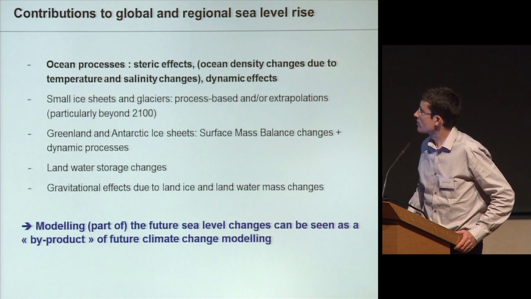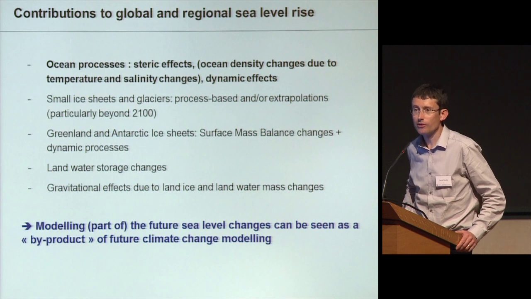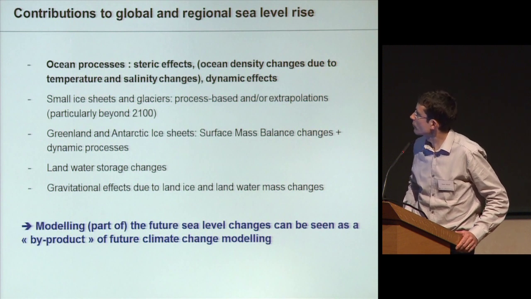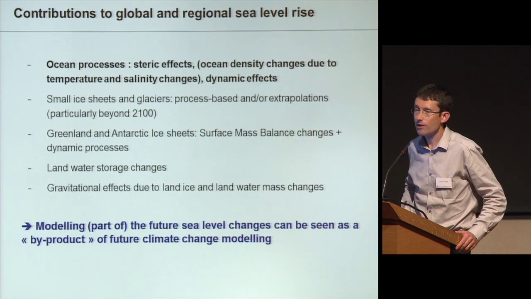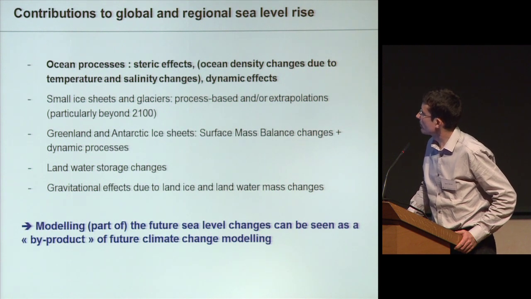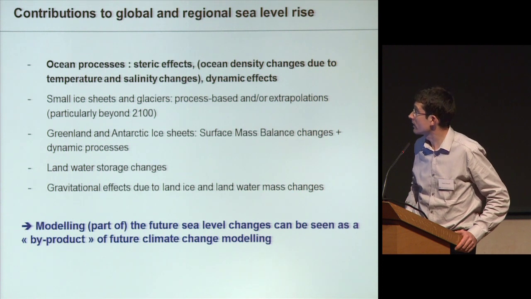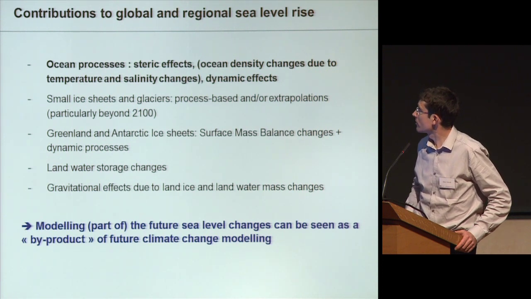I won't address small ice sheets and glaciers. Well, I can just say that the estimate of expected sea level rise for 2100 for these is something between 7 and 26 centimeters. Another talk, the next talk, will address the contribution of Greenland and Antarctic ice sheets through surface mass balance changes and dynamic processes.